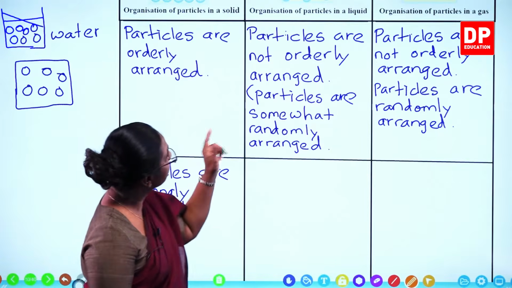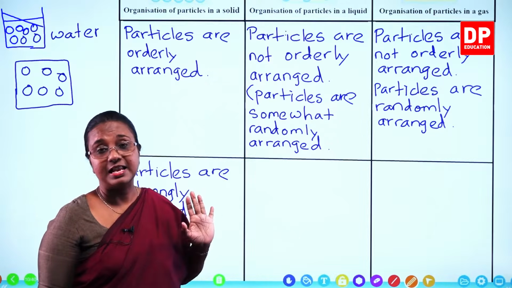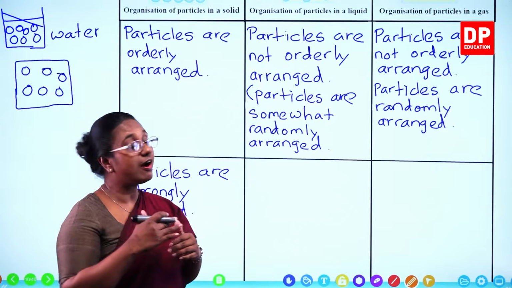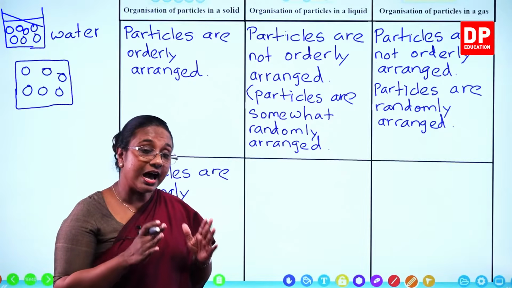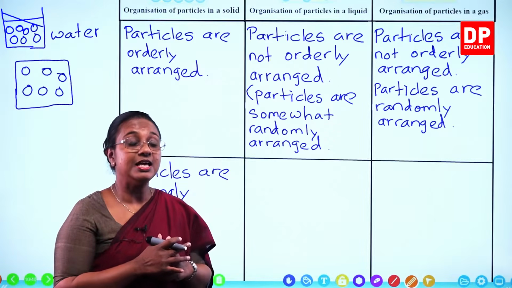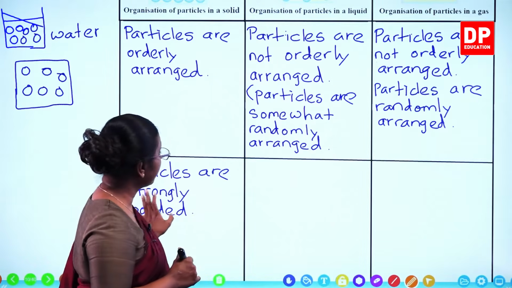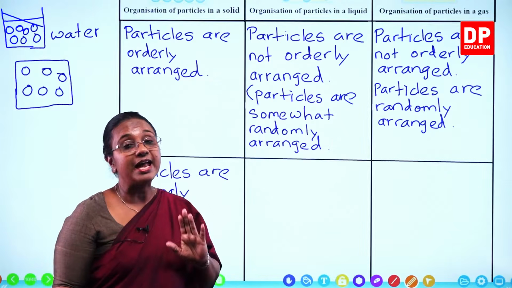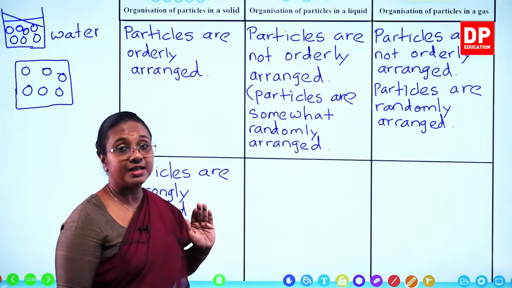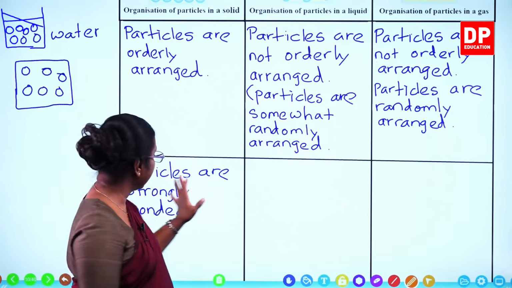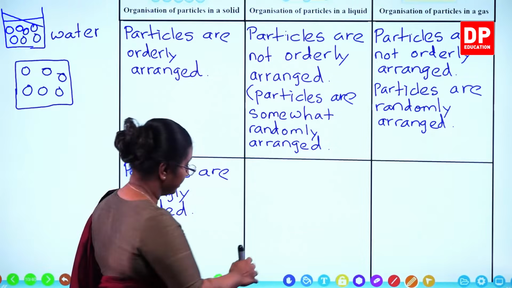So what can you say for liquids? The particles are somewhat randomly arranged. They are slightly far apart when you compare to the solids. So they are still close to each other, but still there is a bond, but compared to the solids, the bond is not that strong. So the bond between the liquid particles is somewhat weaker than the bond present between solid particles. That is the other property.